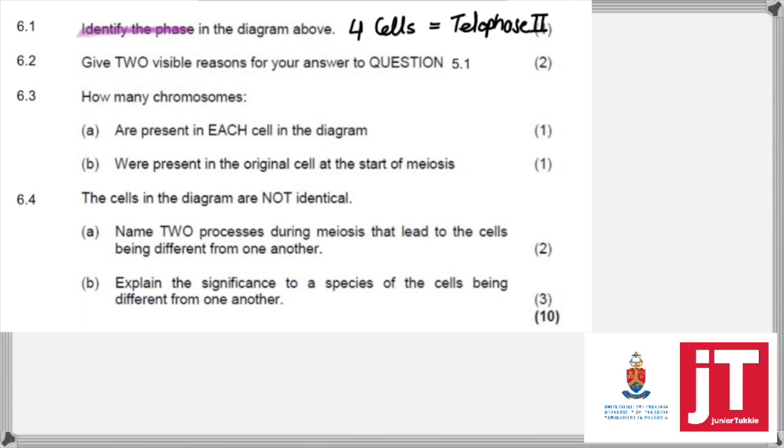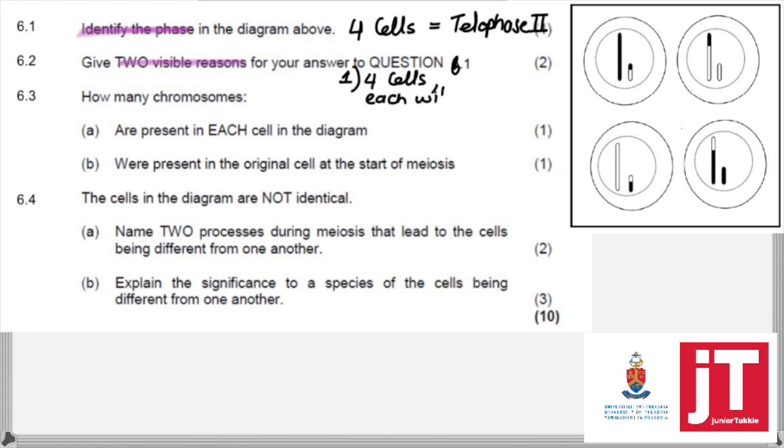Question 6.2 asks us to give 2 visible reasons for our answer. And here it says 5.1. I'm just going to apologize for that now. That is 6.1, so I'm going to correct that very quickly in the question. And let's move on. It says give 2 visible reasons for your answer to question 6.1. If we have a look at those cells again, we see that there are 4 cells, which shows the reason for telophase 2, and each has unreplicated chromosomes inside the nucleus.